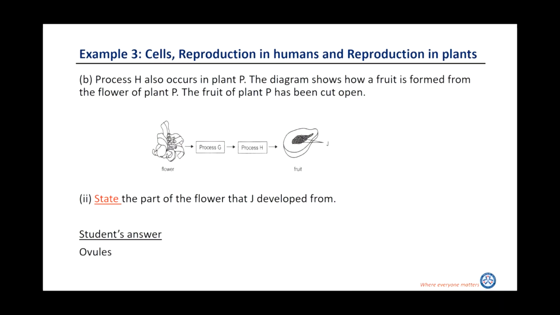State the part of the flower that J developed from. Looking at the diagram, structure J refers to the seeds. We know that the fruit develops from the ovary and the seeds develop from the ovules. The student has answered correctly here.